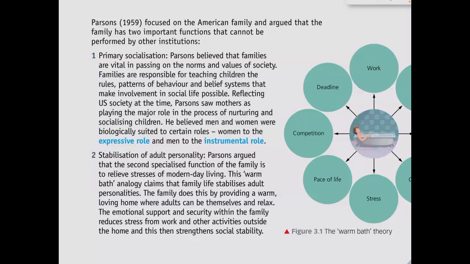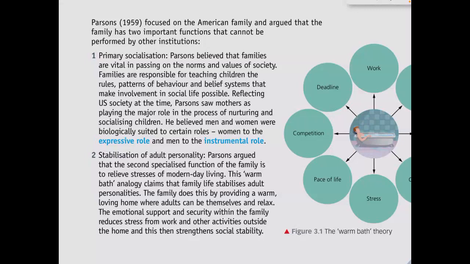This warm bath analogy, I'll explain the warm bath analogy, claims that family life stabilizes adult personalities. The family does this by providing a warm, loving home where adults can be themselves and relax. Now, basically this stabilization of adult personality is directly related to the warm bath analogy, which basically means that family is like a warm bath because they give you the warmth and the love and the wholesomeness that you require in order to relax and feel yourself. And that is exactly what a warm bath does to you as well. So, like a bubble bath does to you, they relax you, they stabilize you, they make you feel at peace. That is exactly what the family does as well, which follows through with you till your adult personality.